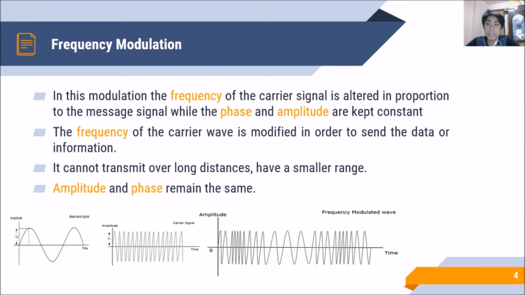First, frequency modulation. In this modulation, the frequency of the carrier signal is altered in proportion to the message signal, while the phase and amplitude are kept constant. The frequency of the carrier wave is modified in order to send the data or information. It cannot transmit over long distances and has a smaller range. Again, amplitude and phase remain the same.